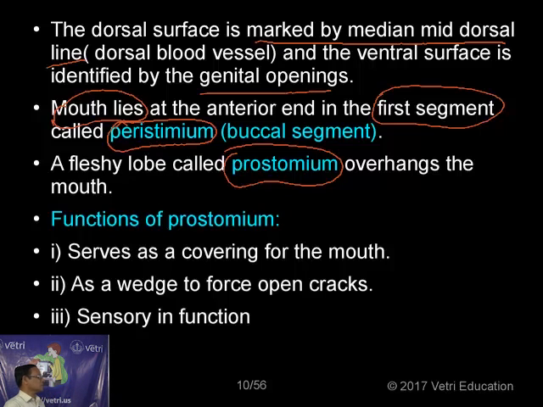Now, what is the function of prostomium? Number one, as it is overhanging the mouth, it covers the mouth. Number two, it is used as a wedge. What for? To break the soil, to open the cracks. So it is used to force open the cracks.